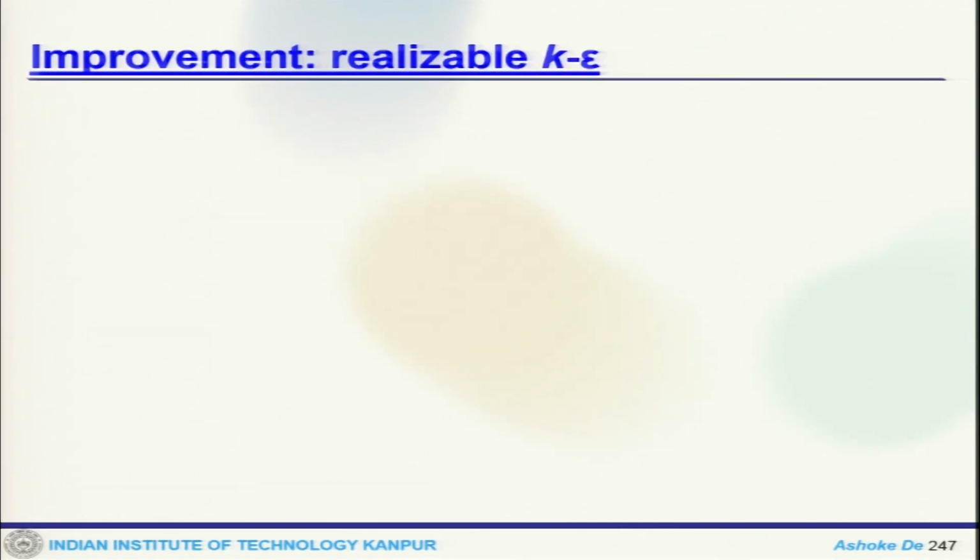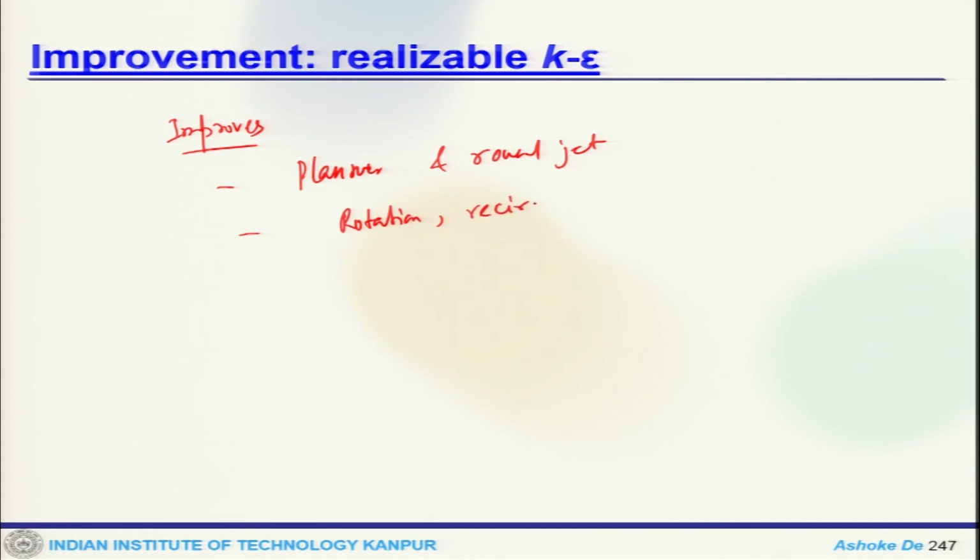Now, there is another group, the realizable K epsilon, which is an improvement. It improves performance for planar and round jets, rotation and recirculation.